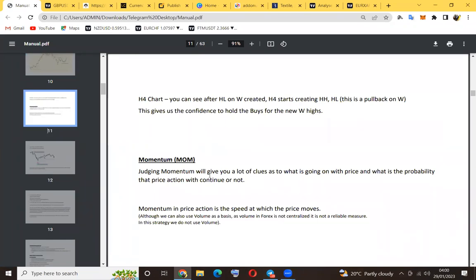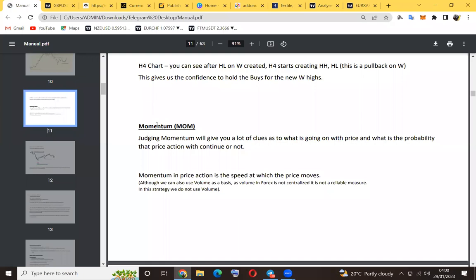So now let's talk about momentum. Judging momentum will give you a lot of clues as to what is going on with price, and exactly the different set of probabilities that we are going to have in the market based on price action. And judging the momentum of the market can tell us if a price action will continue or if it will stop. So momentum is very important because it brings the probability of price action to continue or to stop.